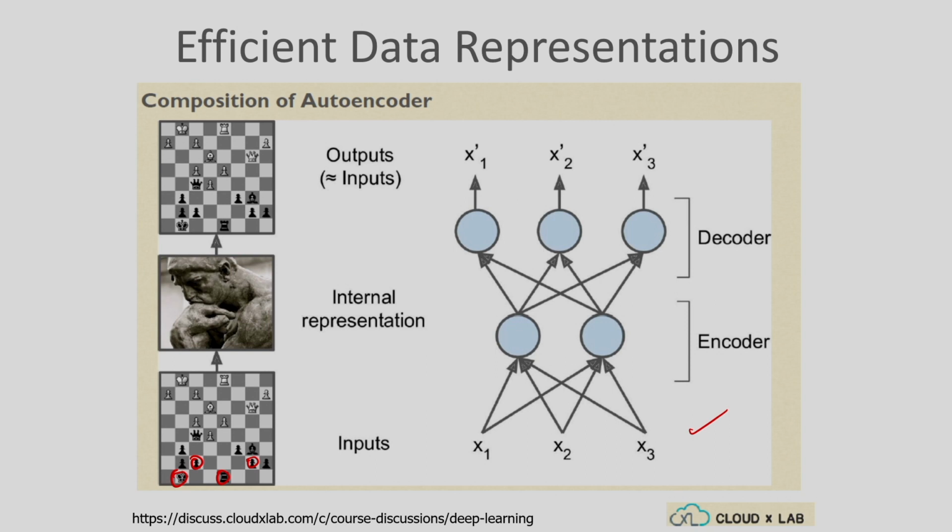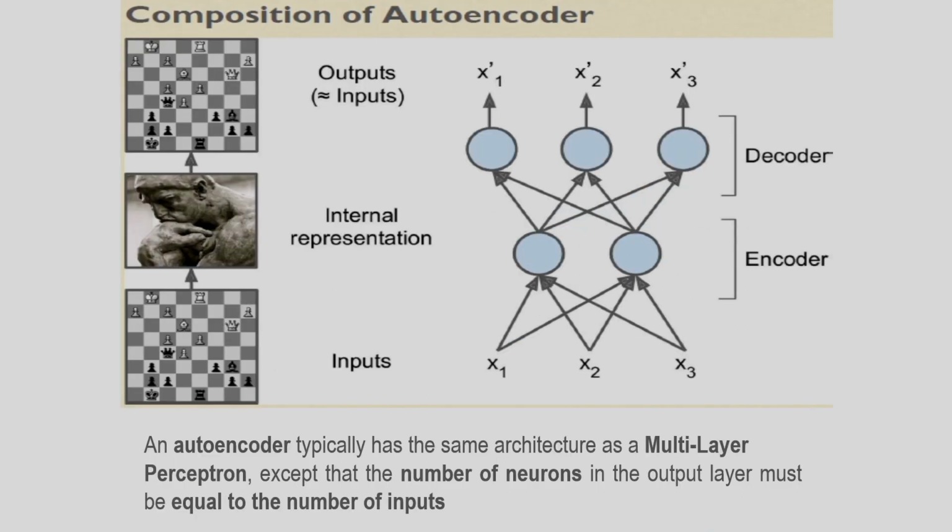So you can see I have the inputs. After this I am considering the internal representation. After this I can reconstruct back the original inputs. Now the composition of autoencoders. An autoencoder typically has the same architecture as a multi-layer perceptron, except that the number of neurons in the output layer must be equal to the number of inputs.